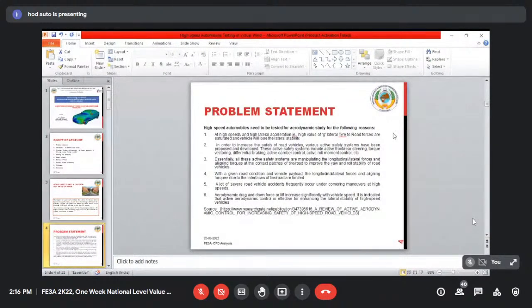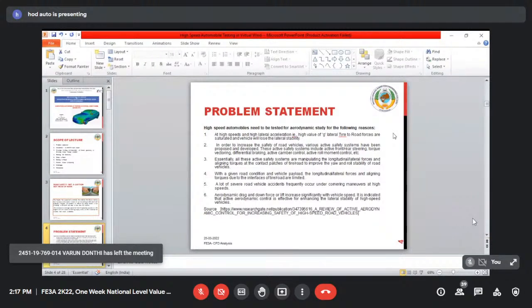And second, in order to increase the safety of the road vehicles, various active safety systems have been proposed and developed. Yes, we have done it. Now, how long have we done it? We have done it depending upon the experiences that the drivers have come across over the roads. And these active safety systems include active front and rear steering, torque vectoring, braking, differential braking, active camber control, active roll movement control, etc. Everything. It's all classical mechanics that talks about it.